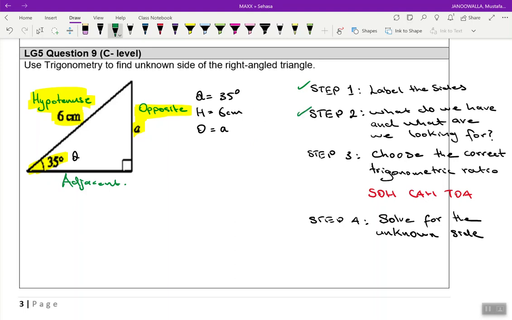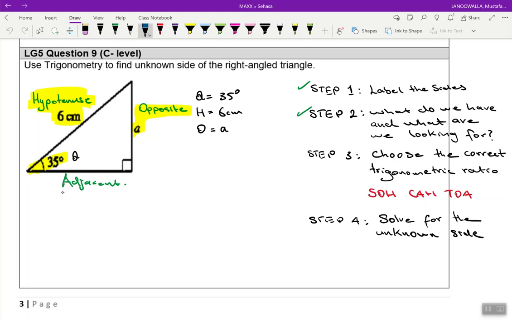Now step 3, we need to choose the correct trigonometric function, either sine, cos, or tan. These are given on the formula sheet, where sine theta is opposite divided by hypotenuse, cos theta is adjacent divided by hypotenuse, and tan theta is opposite divided by adjacent. If you're not sure, just rewind to the beginning of the video where you can see the formulas.